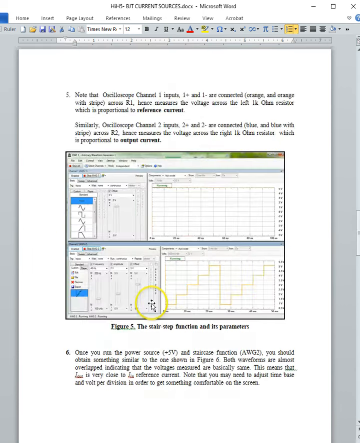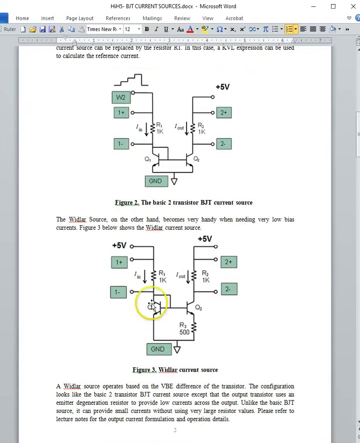In the second part of the experiment, you will be working on the Widlar current source. Now, ignoring the staircase function, the Widlar source looks exactly like this one, except that there is an emitter resistor on the output part. This will make the output current a lot less than the input current due to the presence of this resistor. If you remember, the Widlar source is a good fit for obtaining low output currents.